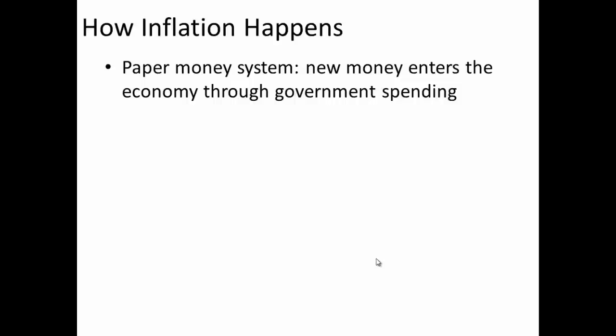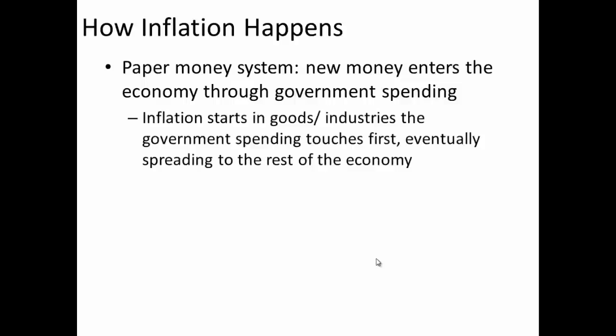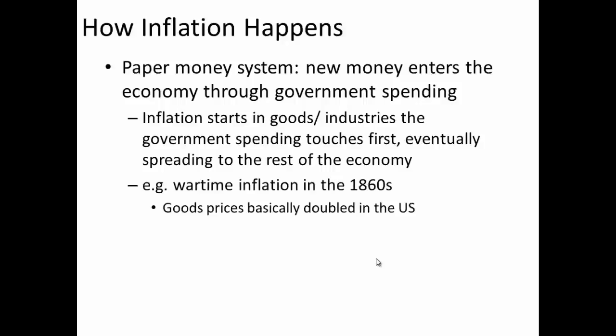The new money is going to enter the economy in particular points in time, and it's going to cause a ripple effect of inflation. If you take a look, though, historically at the first kinds of paper money that were used in the United States, they were actually government-issued, treasury-type currency. And you saw the exact same kind of pattern as with the gold standard. The inflation is going to start in those industries where the government's spending the money on, and then eventually spreads out to the rest of the economy. Classic example here is the wartime inflation in the 1860s.